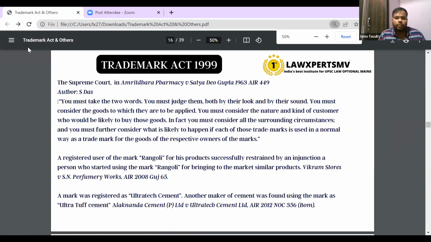Yes. There is a particular case known as Vikram Stores versus SN Perfumery Works. In this case, a particular person was using the word Rangoli for manufacturing agarbatti. Agarbattis are nothing but incense sticks. This person, Mr. X, we can assume. Another person came later, Mr. Y, and started manufacturing another set of agarbattis with the same name Rangoli, with the same kind of box also. So Mr. X went to the court and said that Mr. Y is also doing the same thing, and is using the word Rangoli, which I have registered under the Trademark Act. So please do something about it.